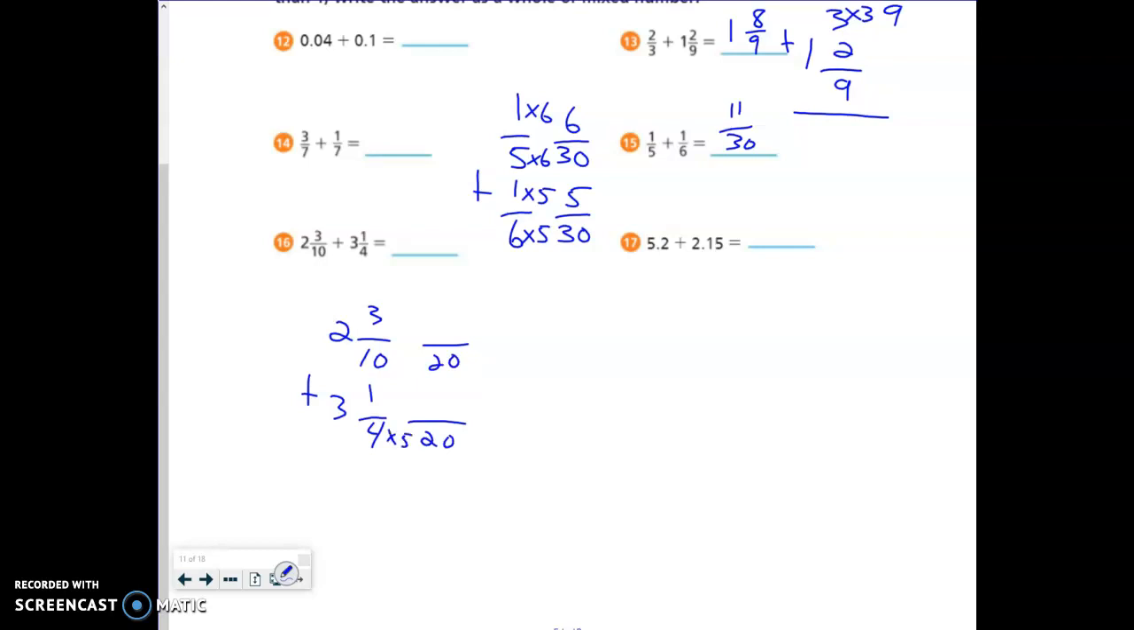I multiplied by 5. Treat the numerator the same, so 5/20 for that one. How did I get from 10 to 20? I multiplied by 2. Same thing to the numerator. This becomes 6/20. So I'm adding my fraction together first. 11/20. 2 plus 3 equals 5. Already simplest form. 5 and 11/20.